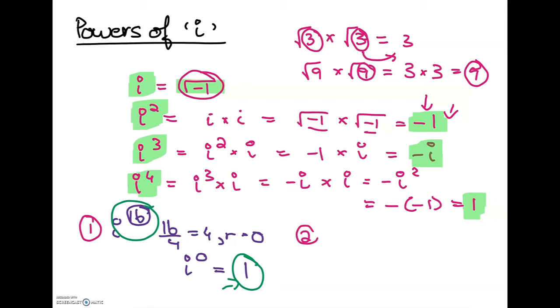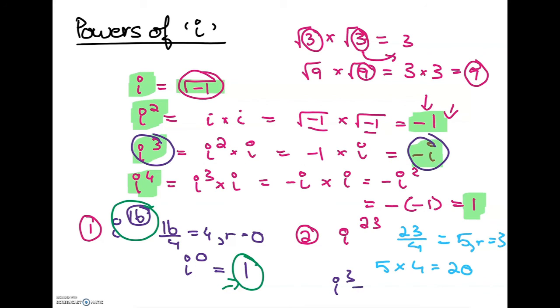You're going to repeat the same process for any other exponent that you have. For example, if it's i to the power of 23, you're going to divide, so it's going to be 23 divided by 4. We know that 4 goes into 23 5 times, so it's going to be 5, and your remainder is going to be equal to 3, because 5 times 4 is 20, and then 23 minus 20 is 3. So that means we're going to take the power that has 3, so it's going to be i to the power of 3. We know that i to the power of 3 is -i, so i to the power of 23 is equal to -i.